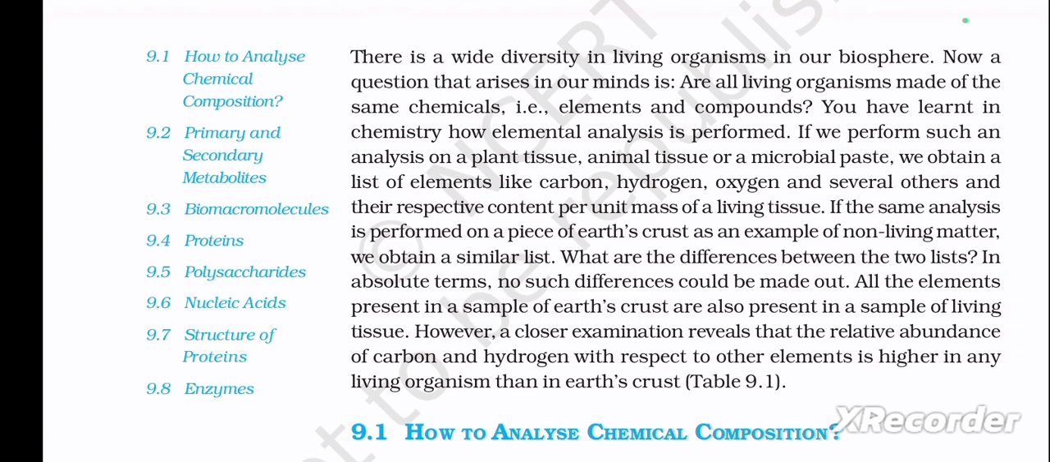In absolute terms, no such differences could be made out. All the elements present in a sample of Earth's crust are also present in a sample of living tissue. However, a closer examination reveals that the relative abundance of carbon and hydrogen with respect to other elements is higher in any living organisms than in Earth's crust.